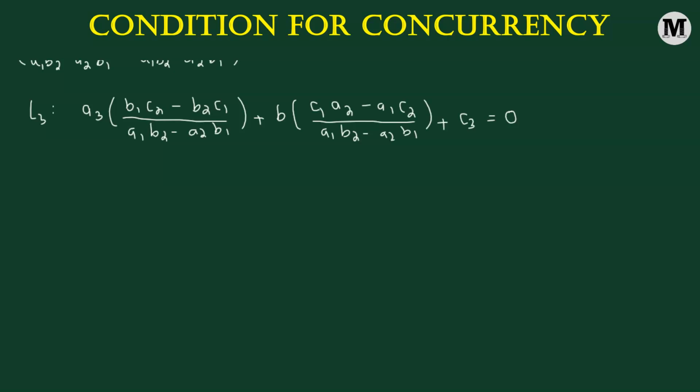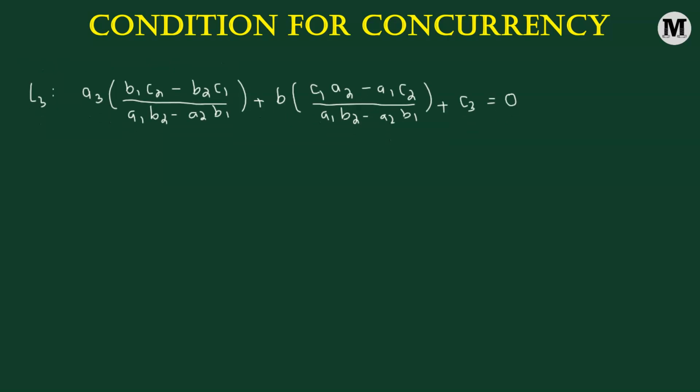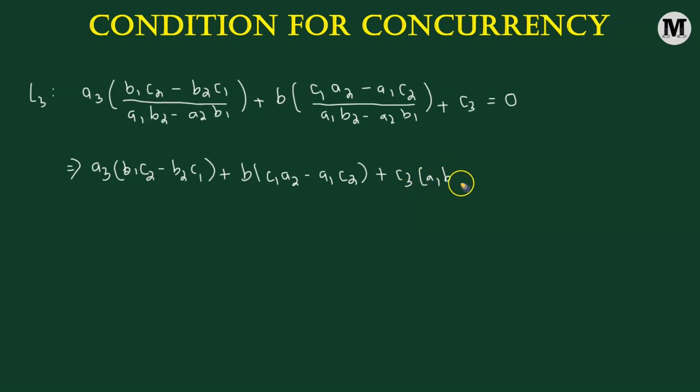What we'll do is multiply throughout with the denominator of the first two terms, that is a1 b2 minus a2 b1, which means the first term becomes a3 multiplied by b1 c2 minus b2 c1, added to b multiplied by c1 a2 minus a1 c2, added to c3 multiplied by the denominator a1 b2 minus a2 b1. That is going to be equal to 0.